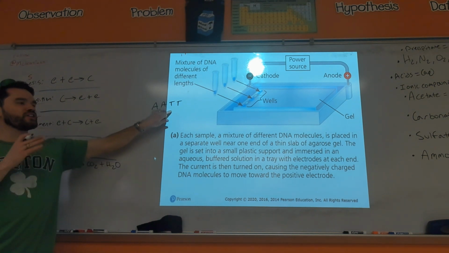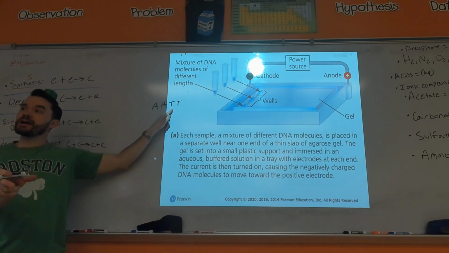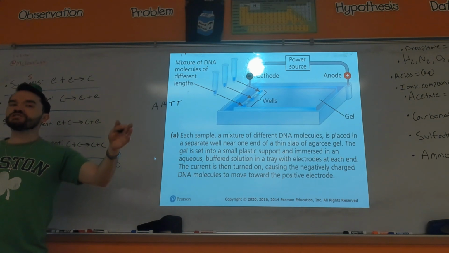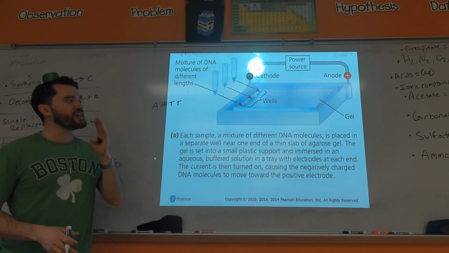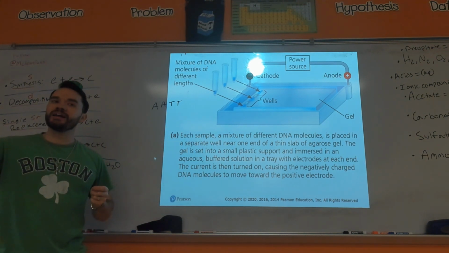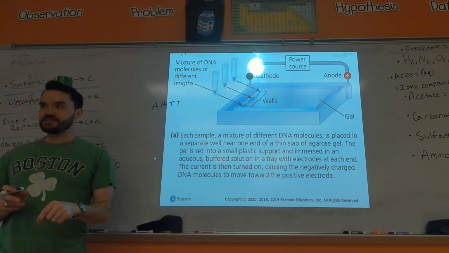So where the AA and TTs are in the sample DNA from the crime scene and each of the suspects' DNA is going to vary, which means you're going to have different lengths of fragments. Okay? So the idea of gel electrophoresis is we're going to use a gel and we're going to separate out that DNA based on the size of the fragments.